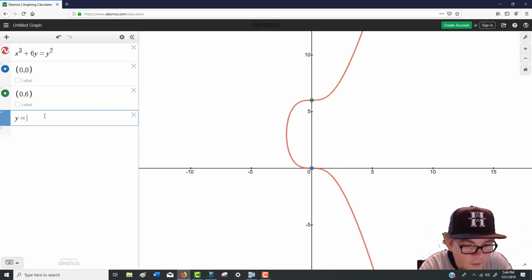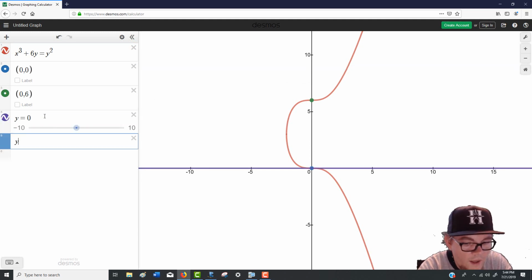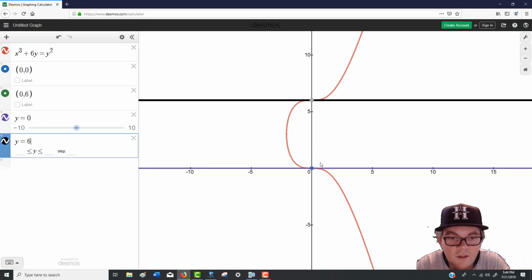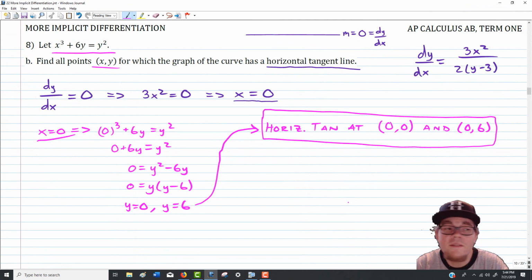In fact, if we do this, y equals 0 and y equals 6, look at that. They definitely look like they're tangent in those spots. So it looks like we've done our job there. And that completes for us 8b.